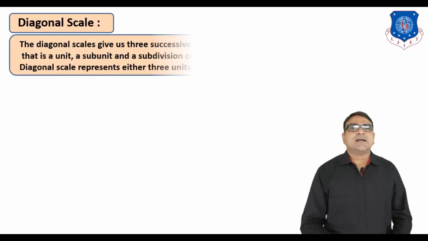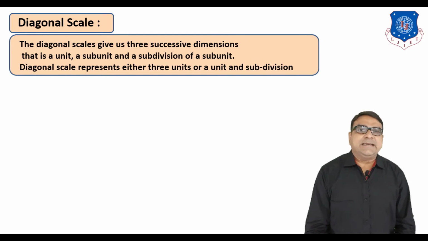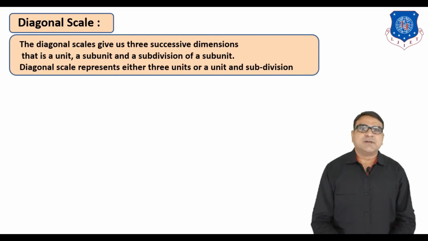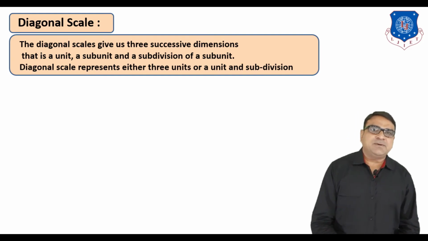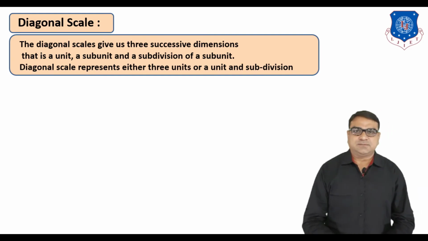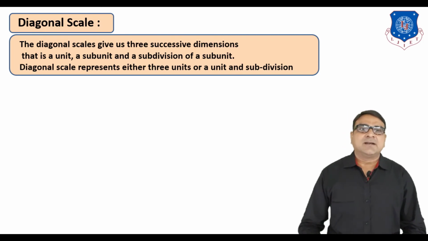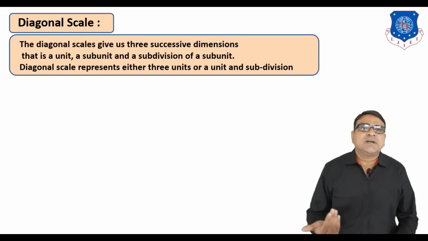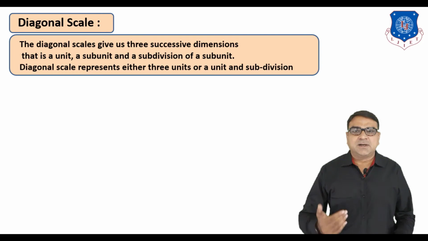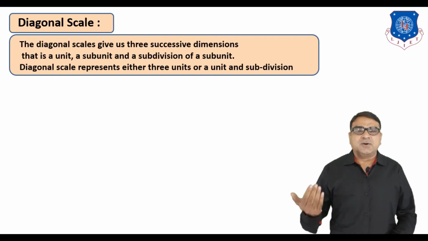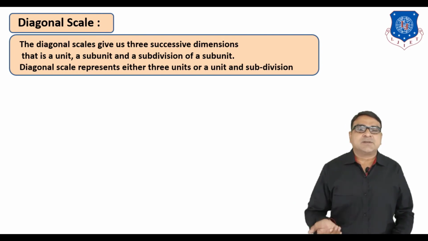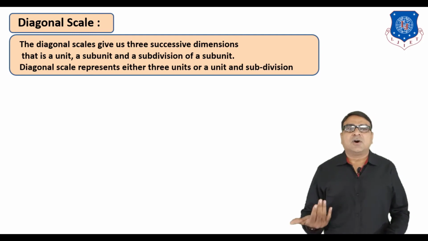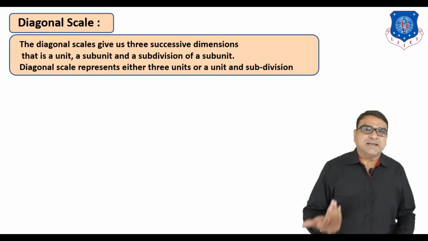Now, the diagonal scale gives us three successive dimensions, that is a unit, a subunit, and a subdivision of the subunit. A diagonal scale represents either 3 units or a unit and its subdivision. A diagonal scale represents 3 units like kilometer, hectometer, and decameter, or you can say meter, decimeter, centimeter, or yard, foot, inch, etc.